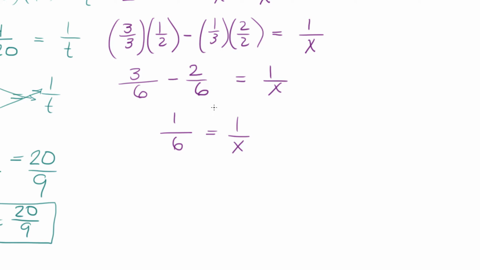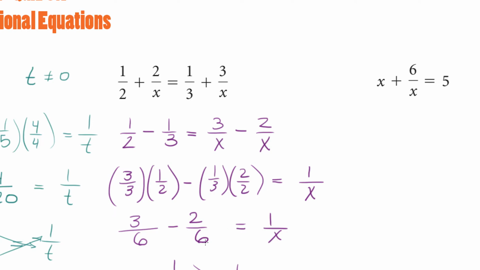Again, we have a fraction equal to another fraction. Remember that we have to exclude the values. I forgot to mention that. We have to exclude the values for which the denominator will give you 0. So in this case, x cannot be 0. We cross multiply. So 1 times x is x, and 1 times 6 is 6. So that's your solution. Now let's increase the complexity a little bit more.